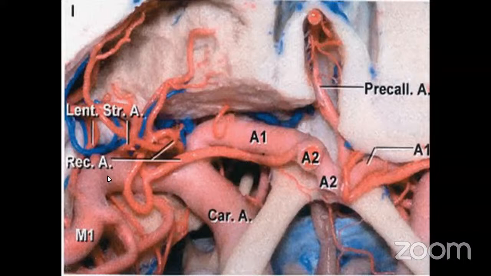So it basically arises medial to the Sylvian fissure and lateral to the optic chiasm, as we can see here. Here, this goes in towards the Sylvian fissure, where it becomes the M2 segment.